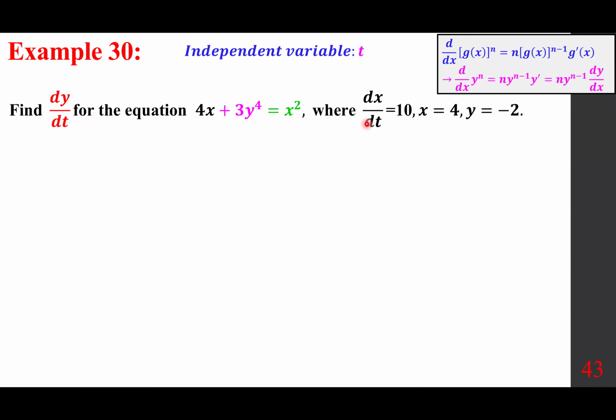So 4x is no longer just 4. When you differentiate that, you get 4 dx/dt. Now this is just like before, right? 3 times 4, 12y cubed. Instead of dy/dx, we're going to say dy/dt. So this is easy. x squared is not just 2x. It's 2x dx/dt.